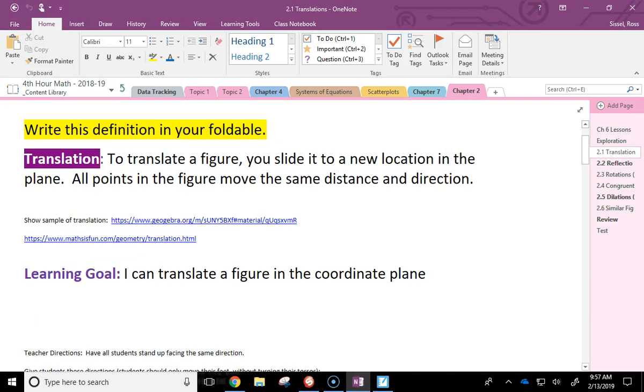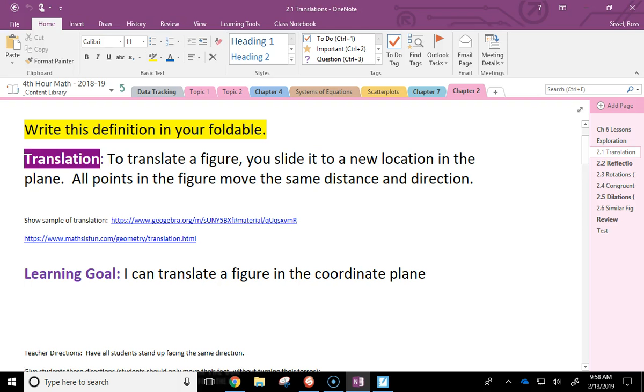This definition we're going to go ahead and write in your foldable. So on that first orange sheet, when you flip it open, you should see it says translation. To translate a figure, you slide it to a new location in the plane. All points in the figure move the same distance and direction.